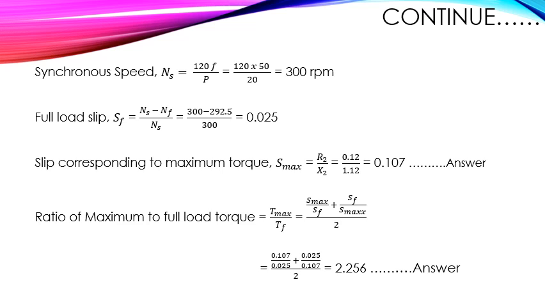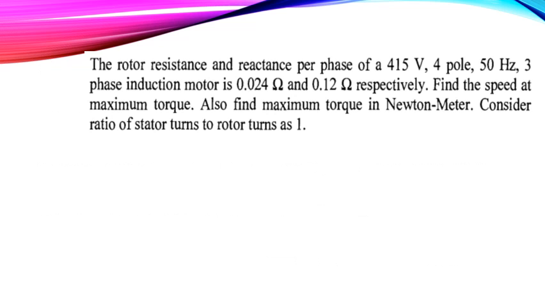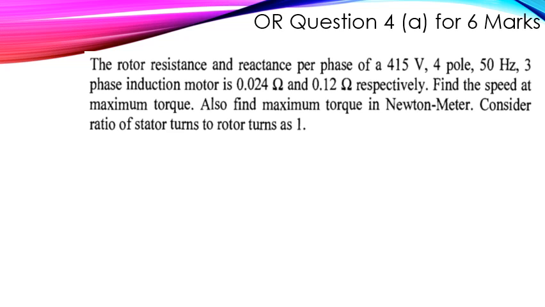Then we can have a ratio of maximum to full load torque, that is 2.256. This is the answer. The next question is question 4a, which is in OR and it is also for 6 marks.